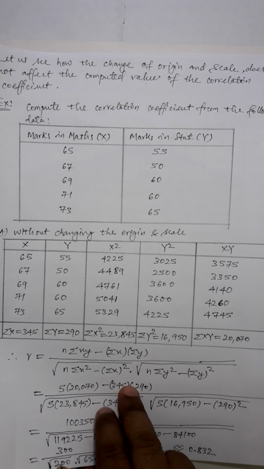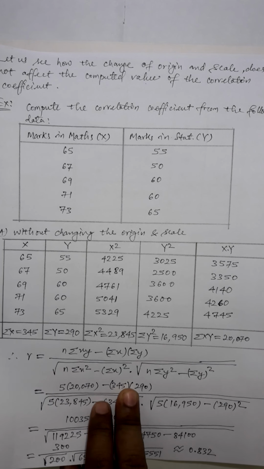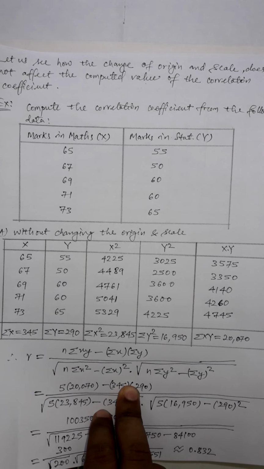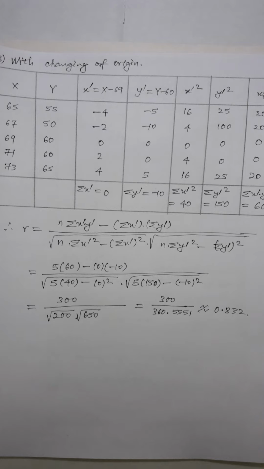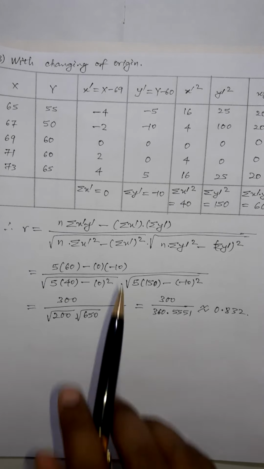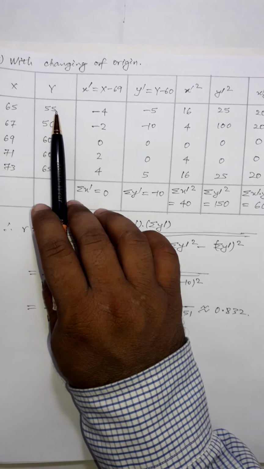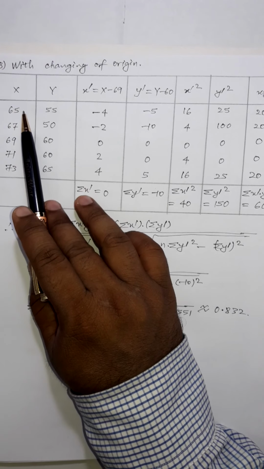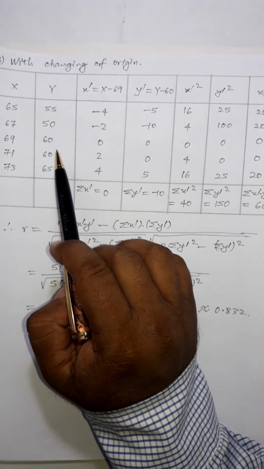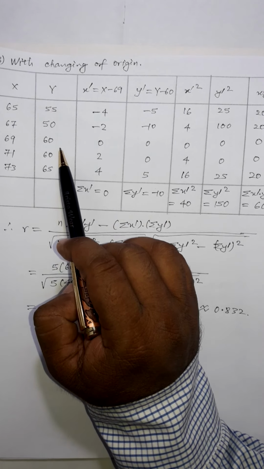Remember the correlation coefficient is 0.832. Okay friends, now let's try to solve the same question in the B category, where we'll only change the origin. By only changing the origin, let's calculate the correlation coefficient. So for that I need x and y columns, which I have written as before.